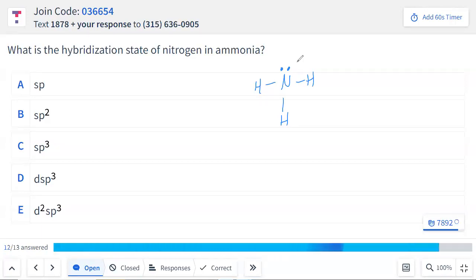All right, for questions like these, again, we go through the same process. Start with the steric number. Steric number here is 4. 3 bonding groups, 1 non-bonding set of electrons. 4 total. With a steric number of 4, I need 4 hybrid orbitals.